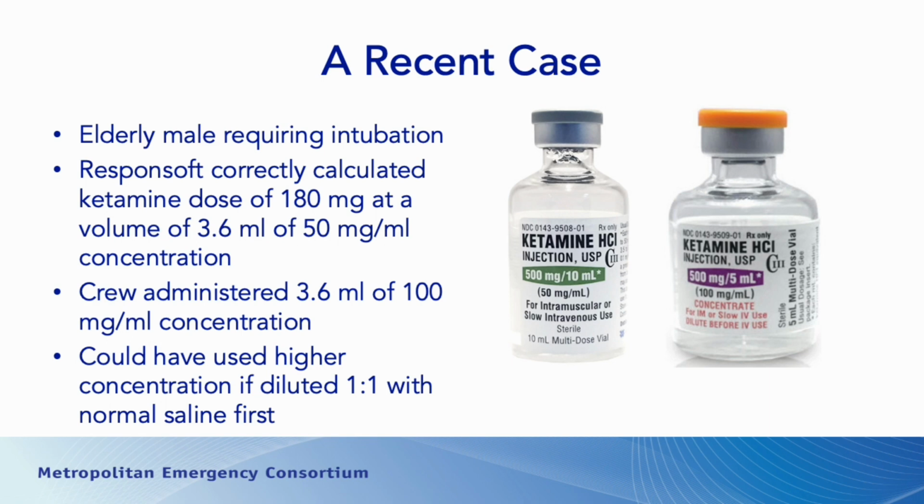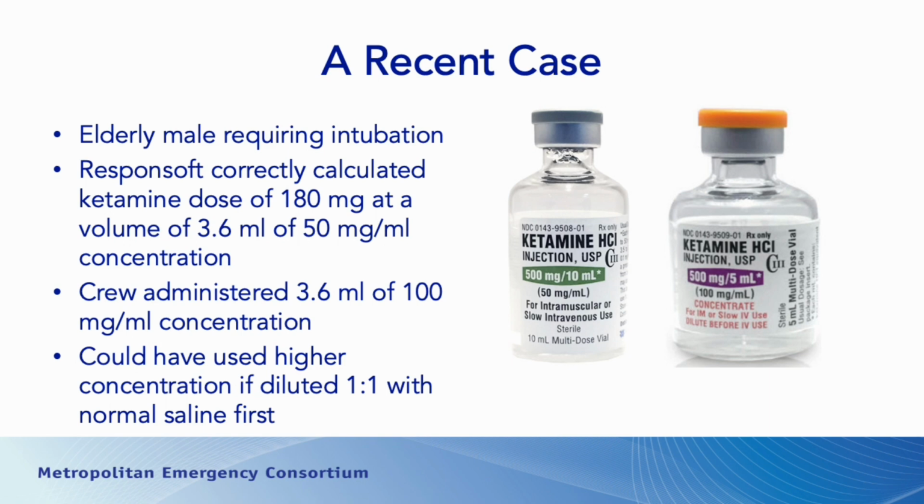The crew did administer 3.6 milliliters of ketamine. However, they used the more highly concentrated form of 100 milligrams per ml and effectively double dosed the patient. So the patient got, instead of 180 milligrams of ketamine, 360 milligrams of ketamine. They could have used this higher concentration, but they would have to first dilute the 100 per ml concentration 50-50 with saline down to a concentration of 50 milligrams per ml. If you look at the vial on the right, it clearly states that you have to dilute it before IV use. So they could have easily taken a 10 cc saline flush, forced out 5 cc's and drawn up 5 cc's of the ketamine. That would have given them the more appropriate concentration of 50 milligrams per ml. Then they could have given 3.6 milliliters of that concentration. But the patient inadvertently got 360 milligrams of ketamine.